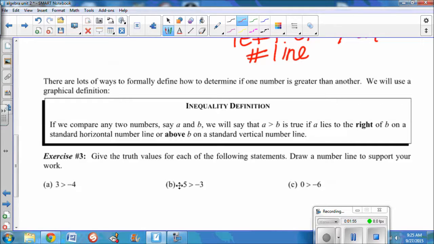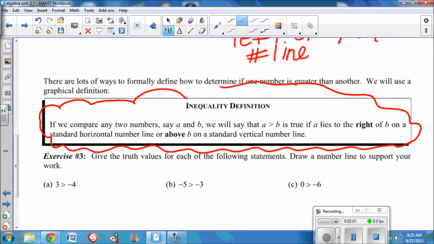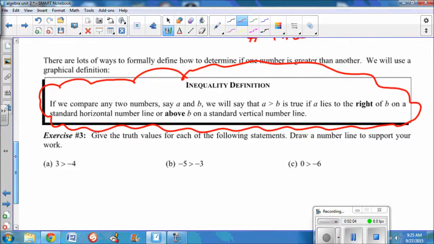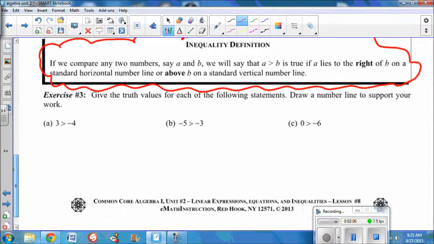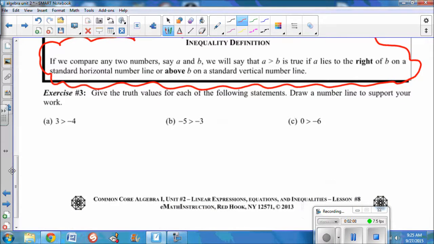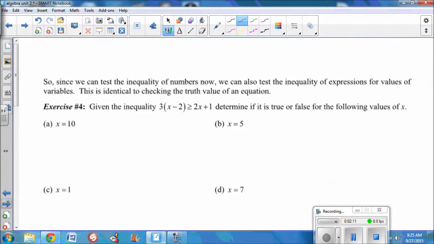So the inequality definition, I'll let you pause the tape and read that. I'm not going to spend time reading it, but certainly read it and understand it. Okay, so we're going to hop over to the next page. So we'll flip that over. Now let's actually see a bigger inequality here. We've got some algebra involved, and we want to determine whether this value that they give us, 10, is true or false.